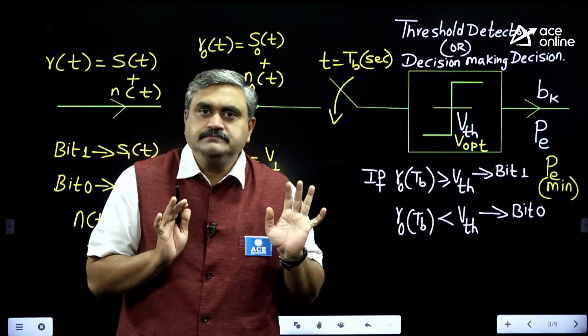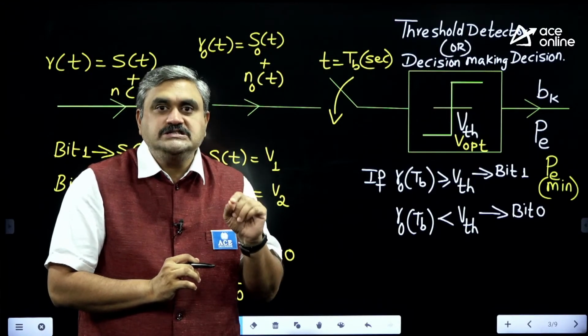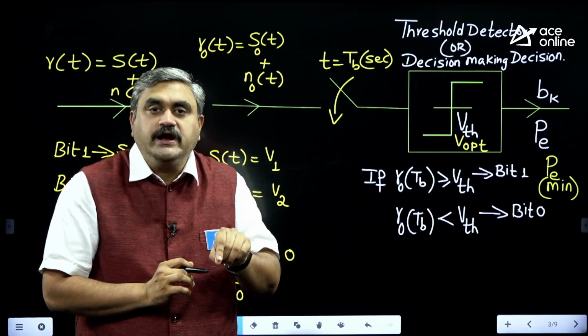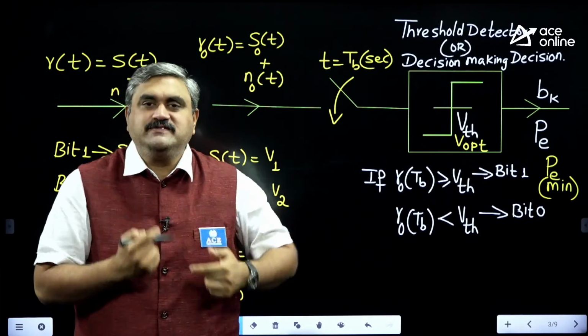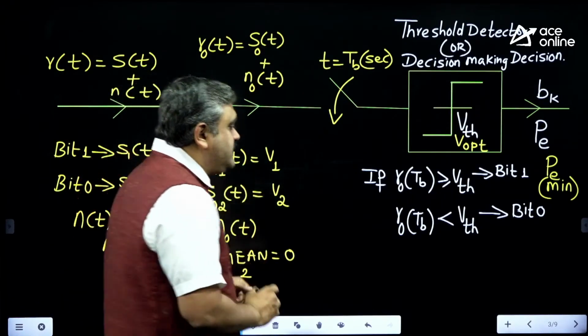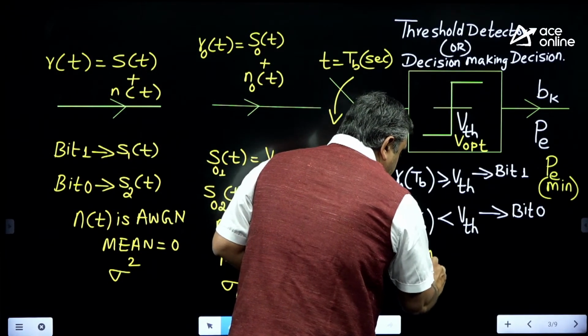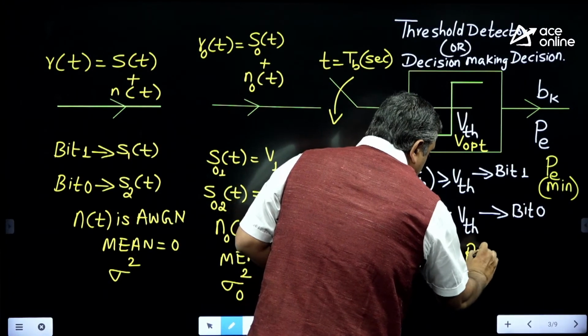That is the concept. I am repeating the statement. When you optimize your threshold voltage, the probability of error which you get will automatically be minimized. Now, who will optimize that? Who will tell you what the optimized value of threshold voltage is? That is given by the MAP algorithm, or MAP rule.